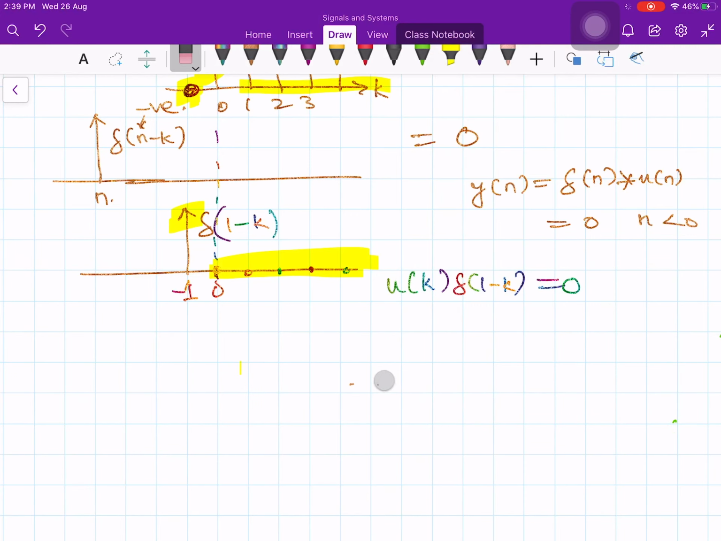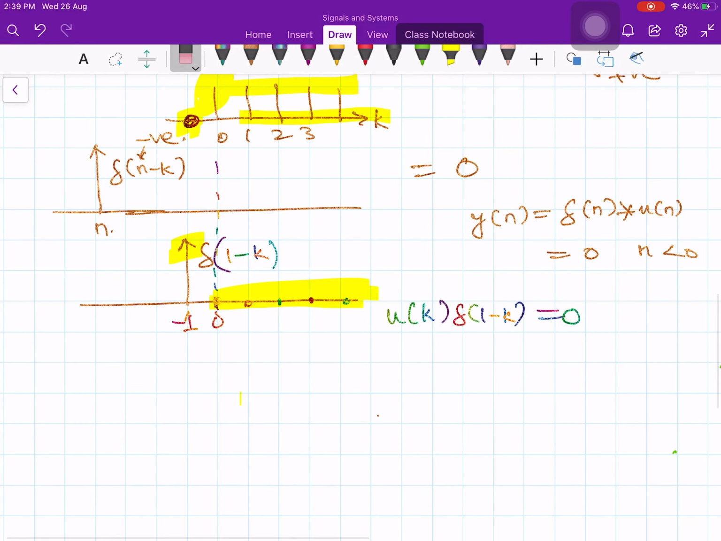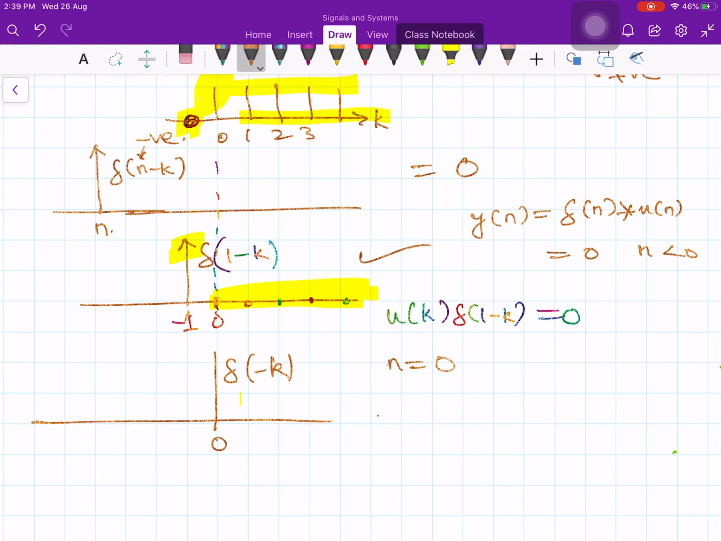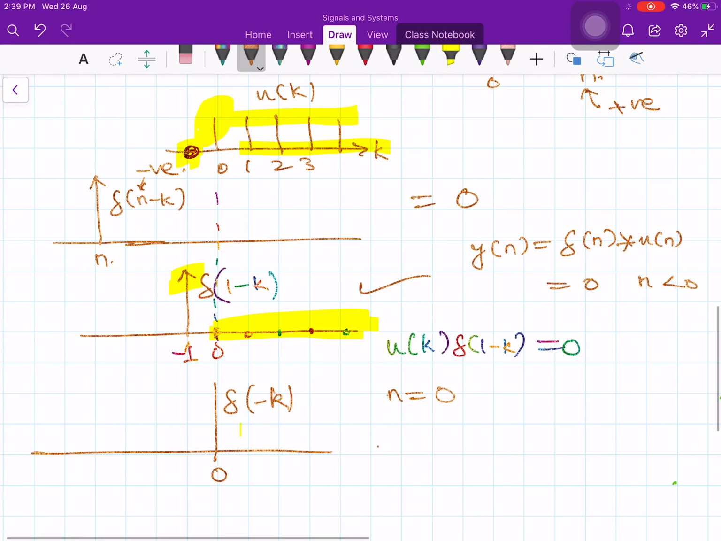Up to this point okay, delta of 1 minus k. Now let us assume n is equal to 0. So in that case your delta function is sitting exactly here, delta of minus k, right? Now you multiply u of k and delta of minus k. Now term by term, see, here the value is 1 and here the value is 1. So 1 times 1, 1.